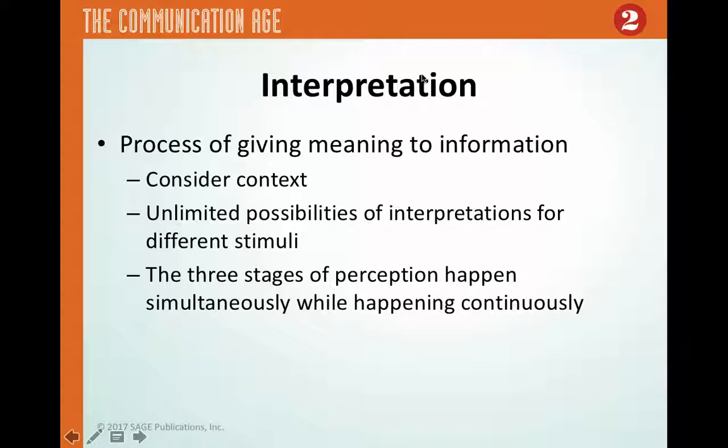Interpretation. This is the process of giving meaning to information. So perceiving is on the subconscious side of things, where we're organizing and developing subconscious ways of thinking that we're not 100% aware of. But interpretation is where we give meaning to information. So we consider the context in which a conversation or a relationship or a situation is taking place. There's unlimited possibilities of interpretations for different stimuli: whatever stimulates us, whatever captures our attention, whatever gets us to listen, whatever gets us to see. There's an endless amount of ways that we can interpret things and then we construct meaning around it. And the three stages of perception happen simultaneously while happening continuously. So we're constantly interpreting, we're constantly relearning information, and we're continuously developing new interpretations.